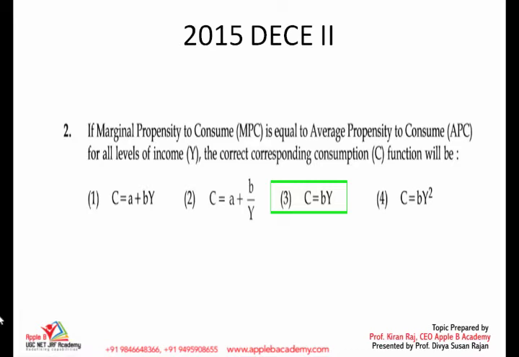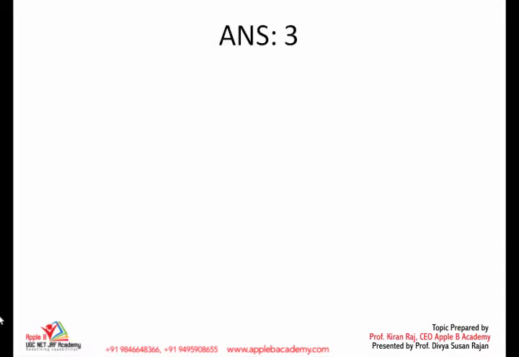It is given to us that APC is equal to MPC at all levels of income. Thus, we are not considering the case of autonomous consumption. In the Keynesian consumption function, C is equal to A plus BY, our A is 0. Because MPC is equal to APC, the eventual consumption function will be C is equal to BY. Therefore, the correct answer to this question is 3, that is C is equal to BY.